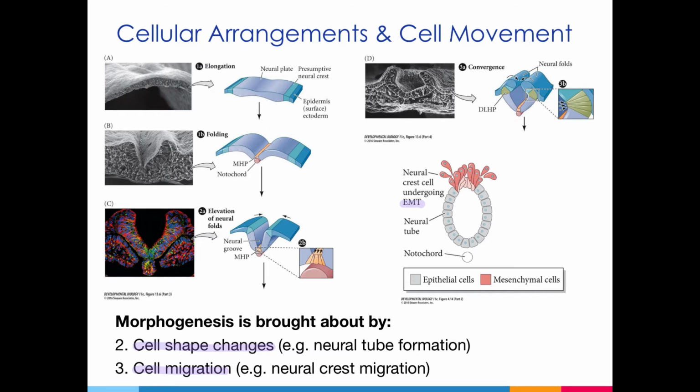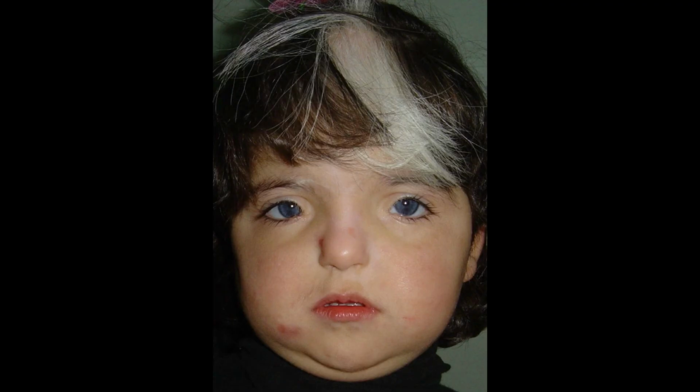And this is important because some of the cells that are derived from the neural crest cells include bone and cartilage of the face, as well as pigment cells. Because of this, if these cells fail to migrate properly, that can result in a lack of pigmentation, as well as craniofacial defects, as seen in this child.